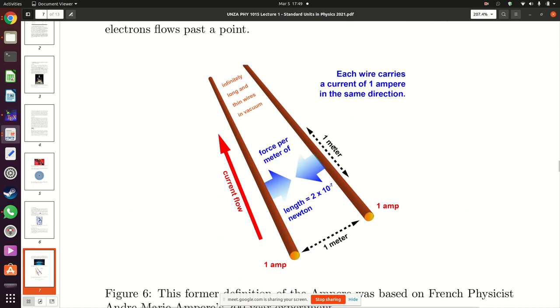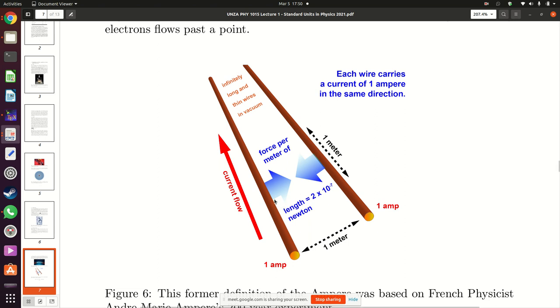Now, previously, how was an ampere defined? An ampere was defined in terms of the force between two conductors. Andre-Marie Ampere carried out an experiment where he had two current-carrying conductors, each of them 1 meter long. These conductors were placed at a separation distance of 1 meter, and they had a very small cross-sectional area. So how did he measure to say the current passing is 1 ampere? He measured the force of attraction between these conductors.